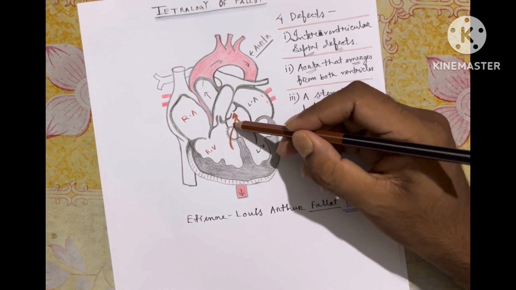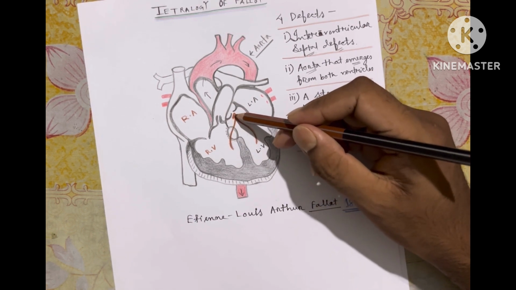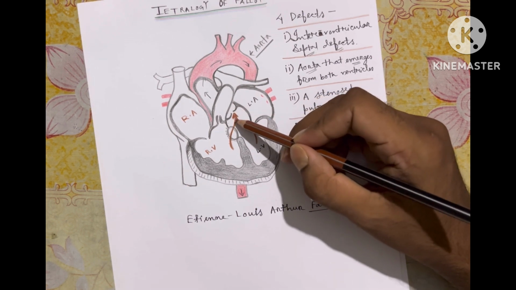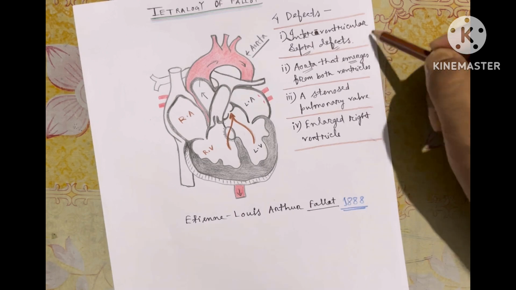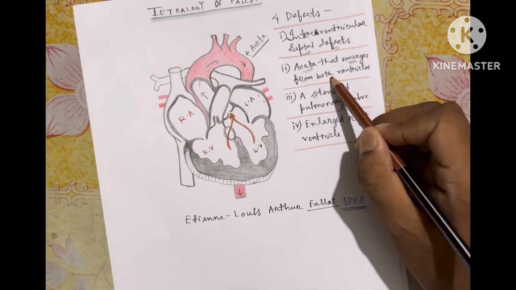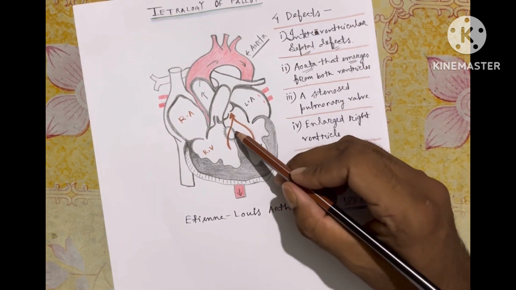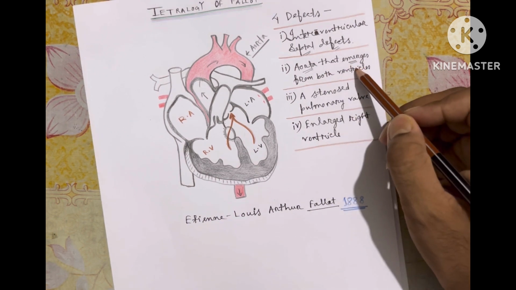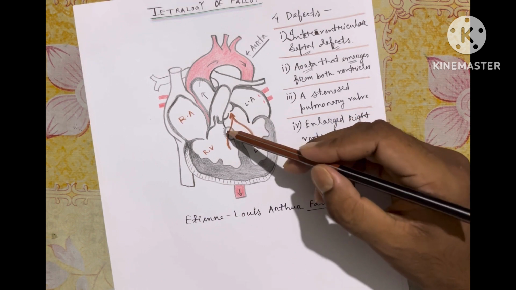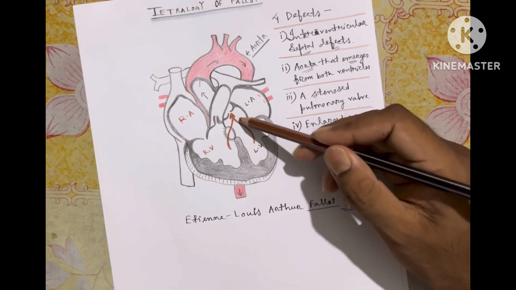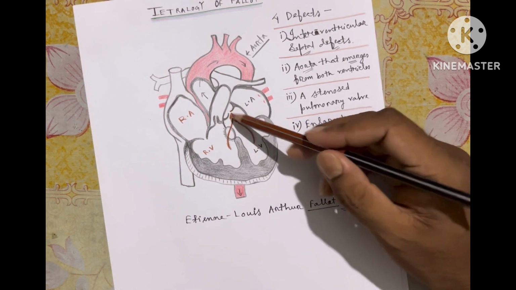So this is one arrow and this is another arrow. Both arrows combine here, and the same mixture of blood will travel across the aorta. That's why it is called the aorta that emerges from both the ventricles. Actually, it is not directly from both the ventricles, they are connected indirectly.